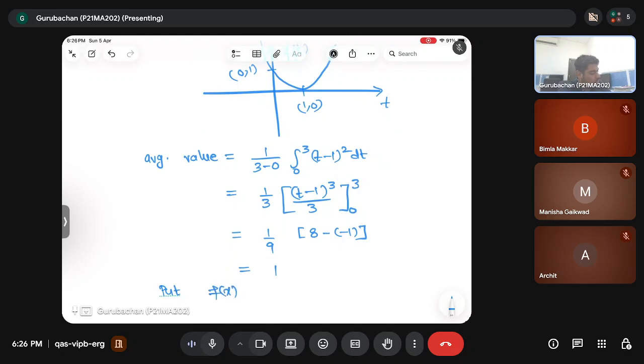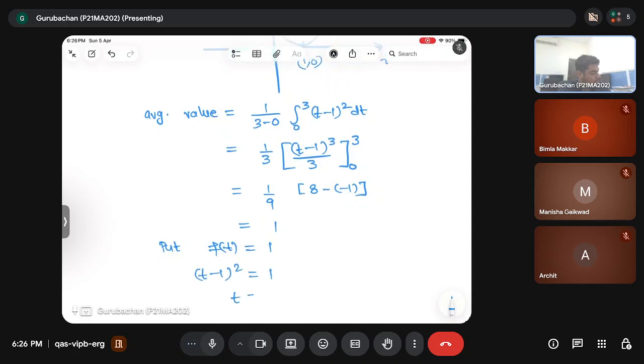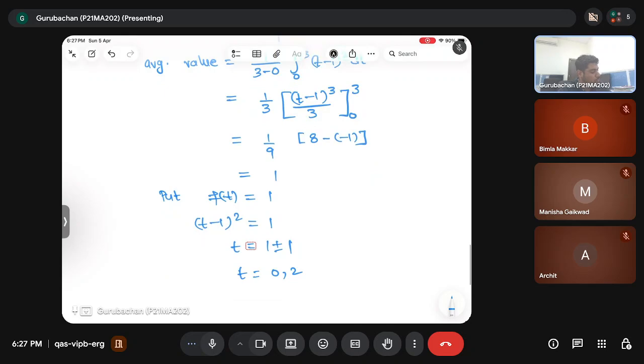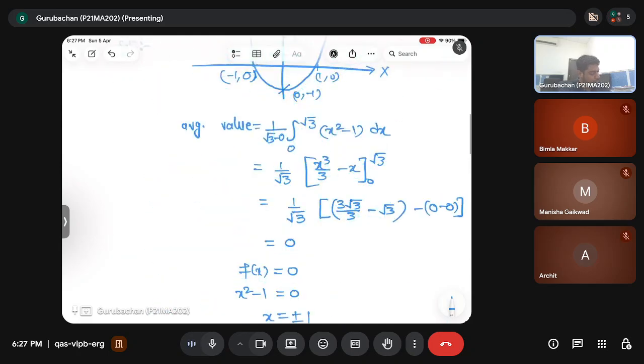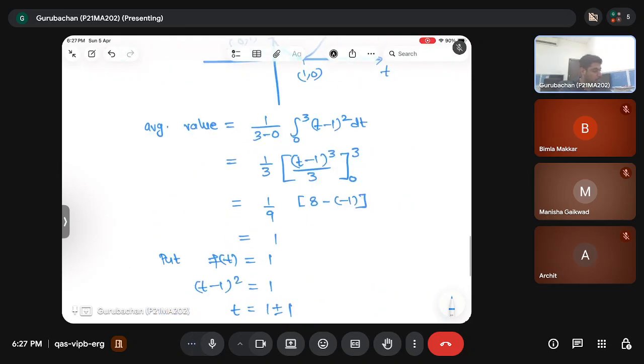So put f of x equal to 1. That means (t minus 1) whole square is equal to 1. So t can be 1 plus minus 1, so that can be 0 and 2. Both belong to the interval 0 to 3, so it's obvious both will give you the average value of the function.